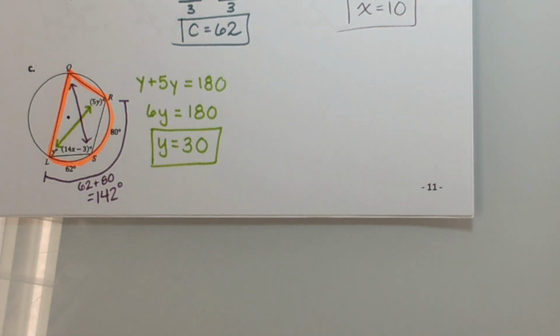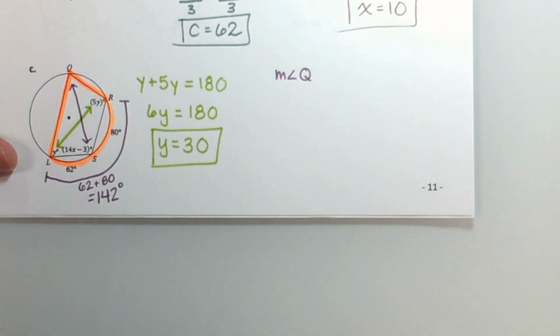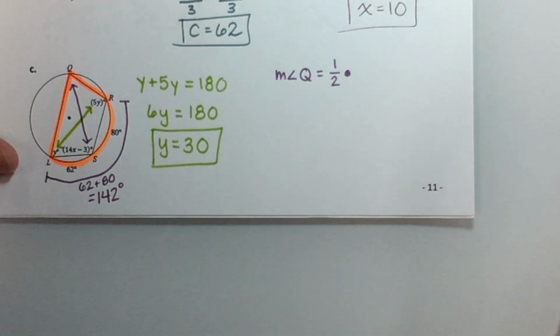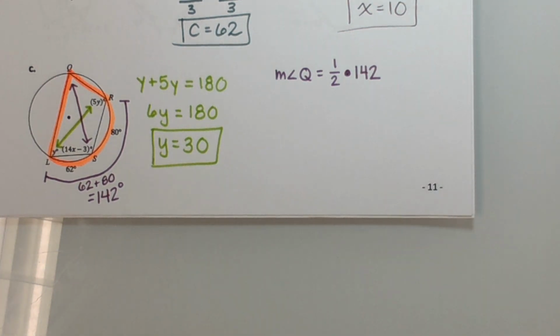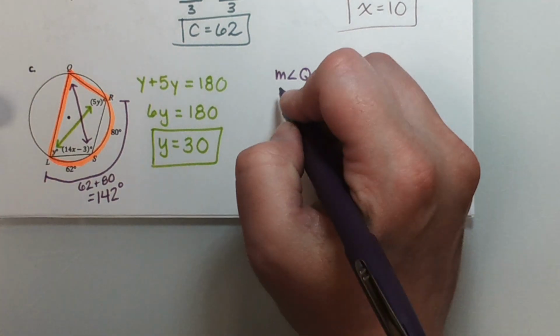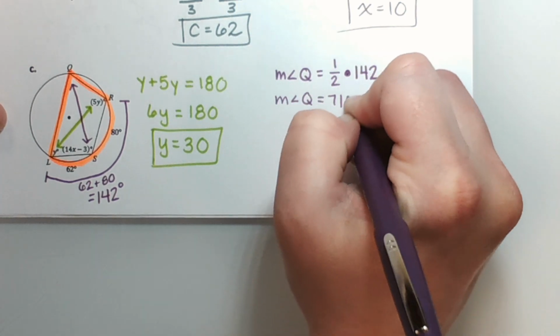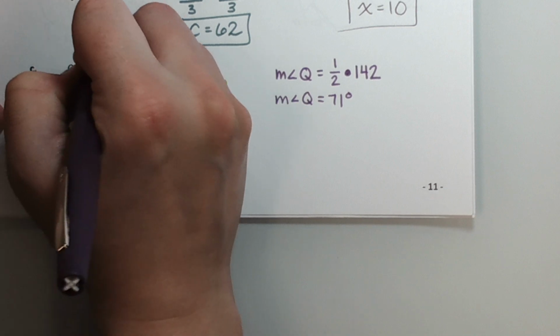Because the angle is half of the arc. So the measure of that angle, which we'll just call angle Q, is equal to 1/2 times its corresponding arc of 142. That's our formula from yesterday. What's half of 142? 71 degrees. This angle right here is 71 degrees.